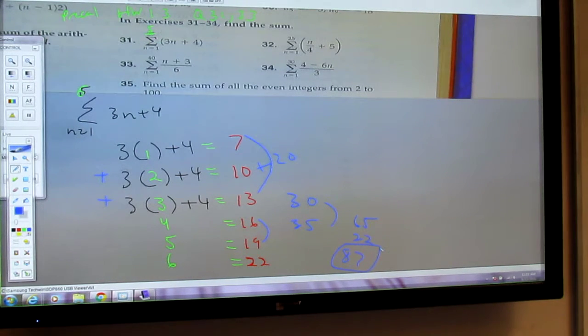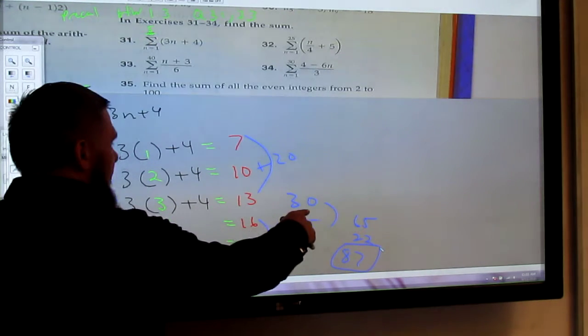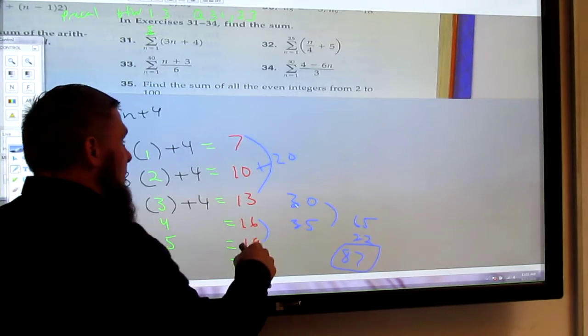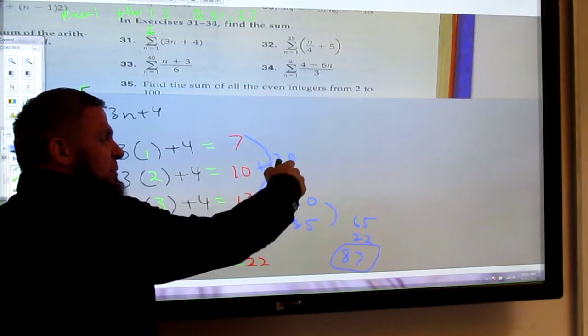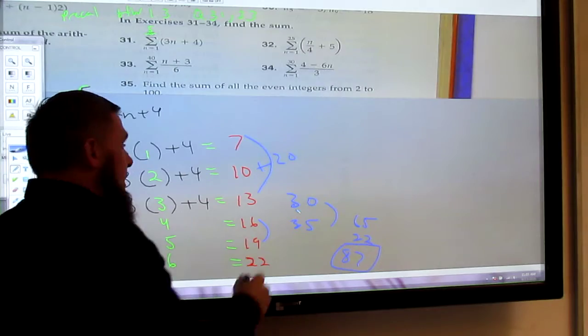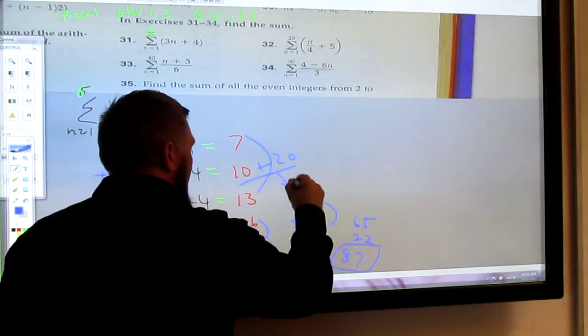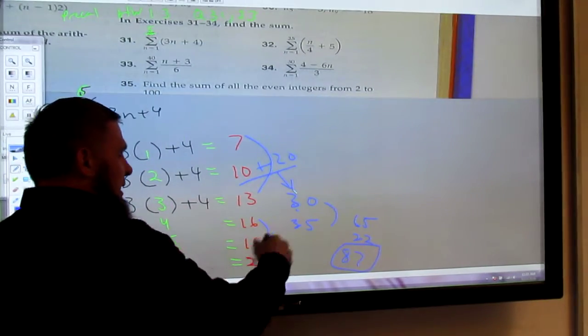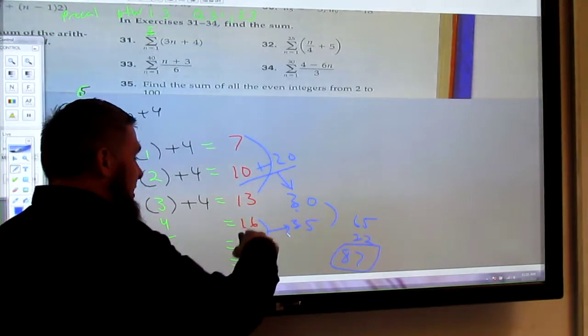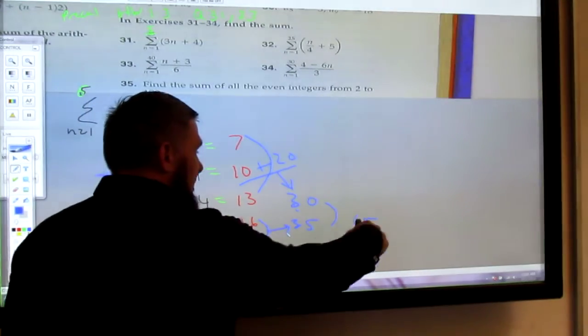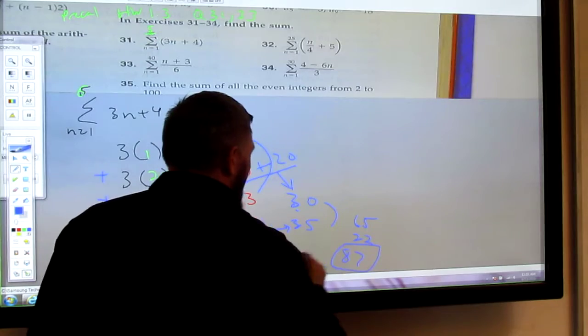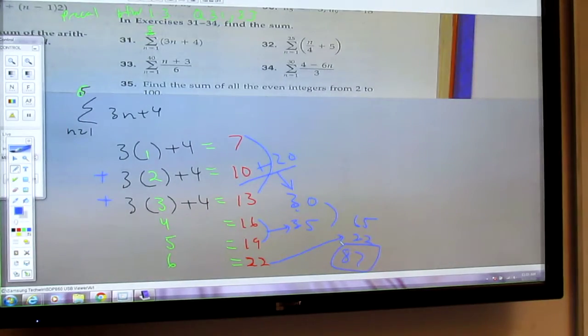Alright? Aren't you adding the 7 to 10 and 13? Isn't that 30? Yeah, it is. That's where I got the 30. Right? So 7 and 13 is 20, plus 10 is 30. This went to here, and then this went to here. And so then I said this 35 plus this 30 is going to give me 65. And then I added 22. Does that make sense?